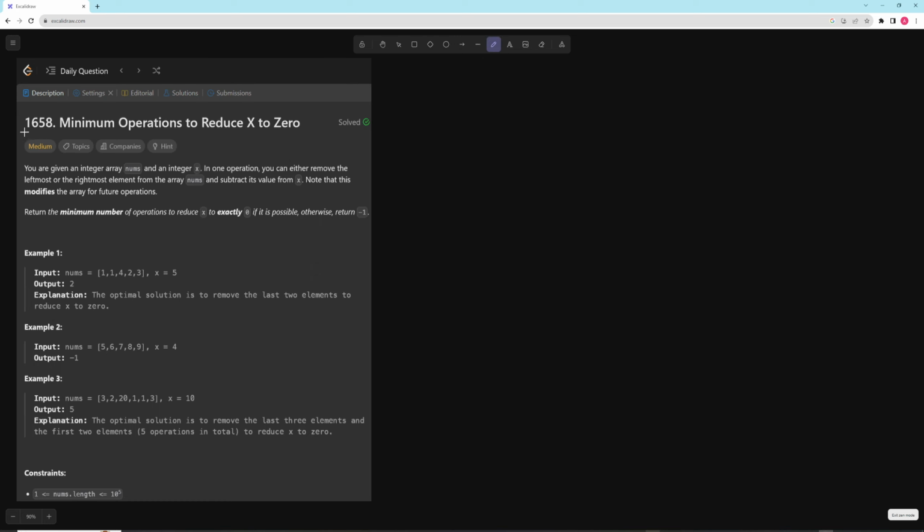Today we're going to be doing minimum operations to reduce x to 0. And honestly, once you figure out the trick, it's a really easy problem, but the trick is kind of difficult. So let's go through it.